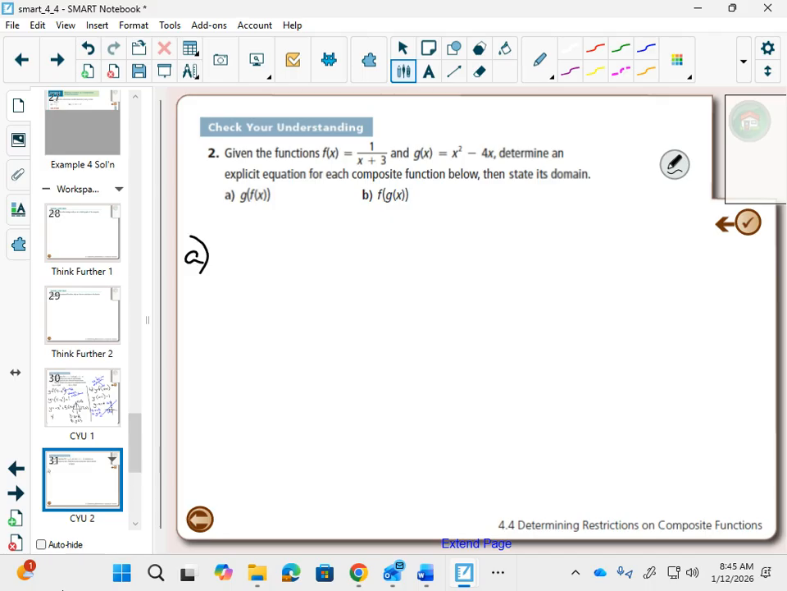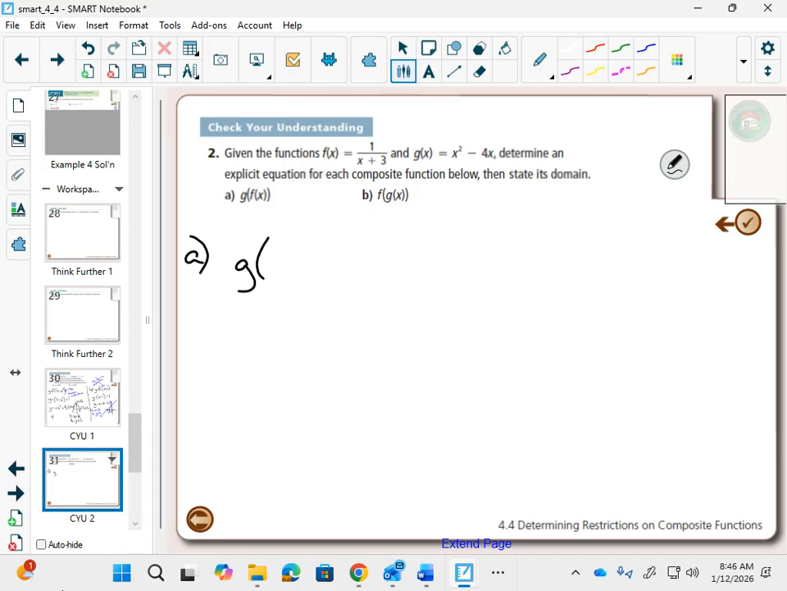We're given two functions here, f of x equals 1 over x plus 3, and g of x, which is x squared minus 4x. And we want to determine an explicit equation for each of the composite functions below, then state its domain.